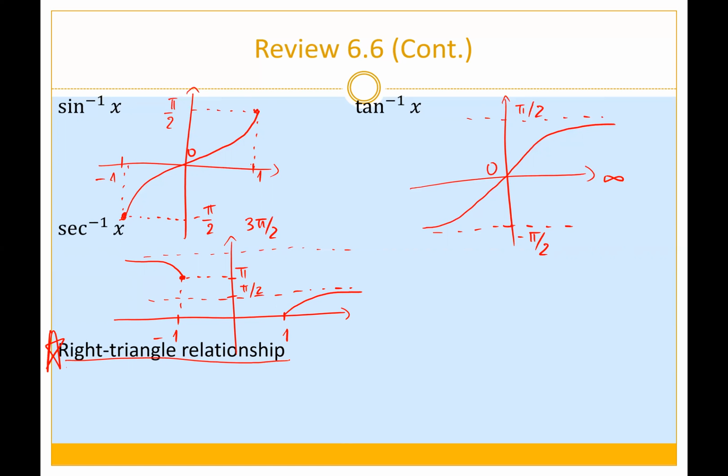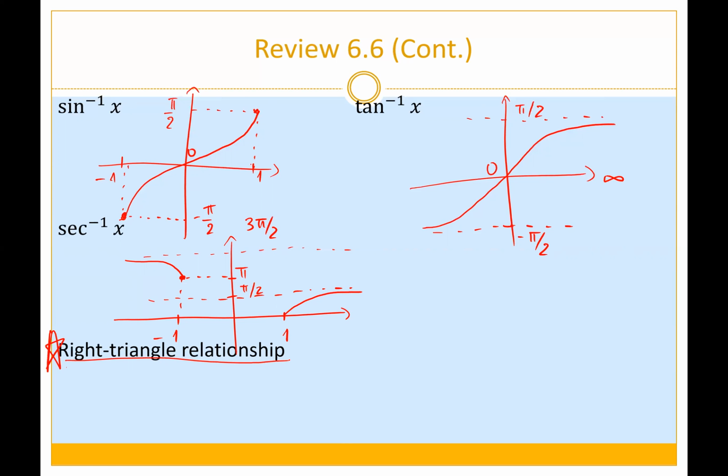So after you solve that integral, the right triangle technique is the one that will help you to put the final answer in alpha back into x, because that's what we're looking for. So the right triangle relationship is really important.